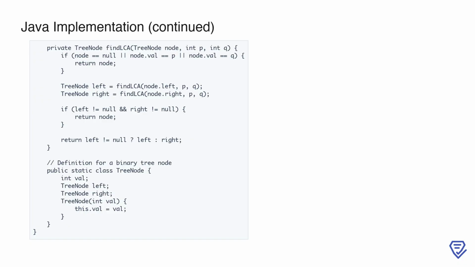If only one of the recursive calls returns a non-null value, that means both nodes are located in the same subtree, so the LCA must be in that direction. Finally, the class also includes the definition for the tree node structure, which contains fields for the node's value and its left and right children. This structure forms the foundation for constructing and traversing the binary tree.